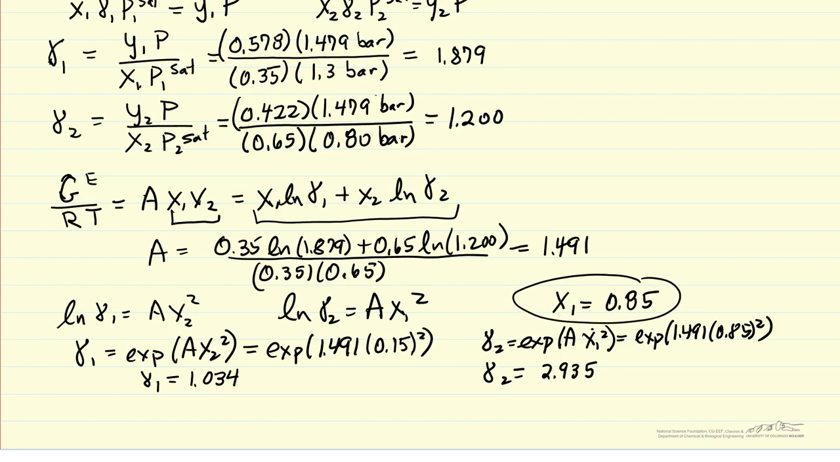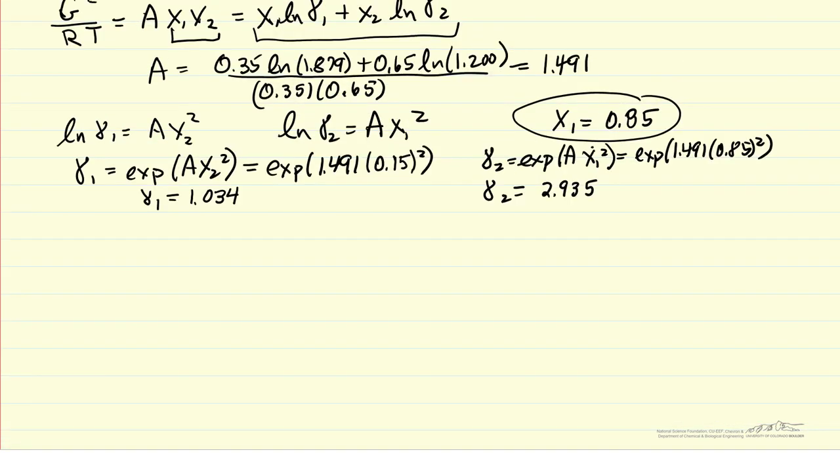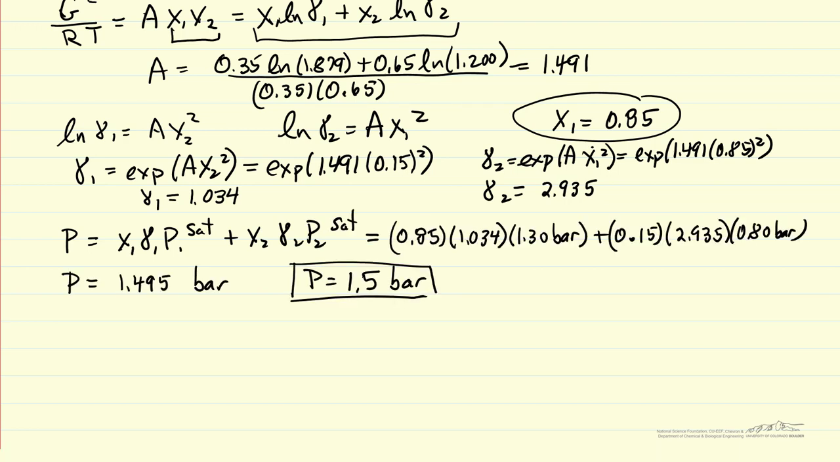We can now calculate the pressure: P equals x1 gamma 1 p1 sat plus x2 gamma 2 p2 sat. I make the substitution and get a pressure of 1.495. We really only have two significant figures, so I've written it as 1.5 bar. Note this is almost identical to the pressure for the conditions we were given at the beginning, at x1 of 0.35, and this is because we have an azeotrope and we can have two values.